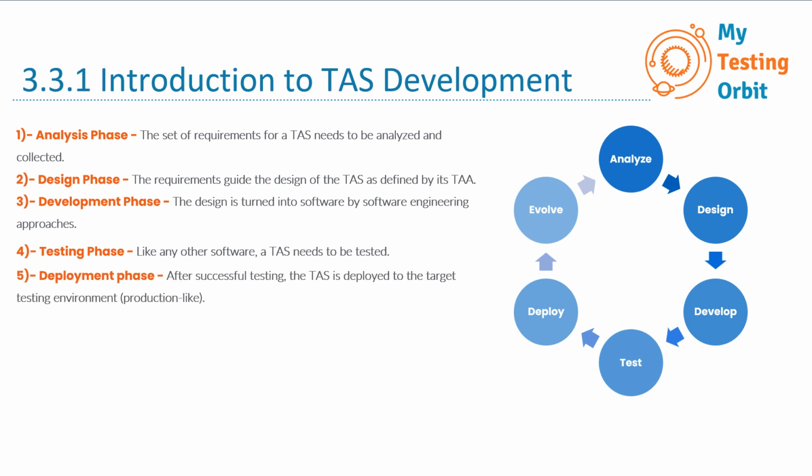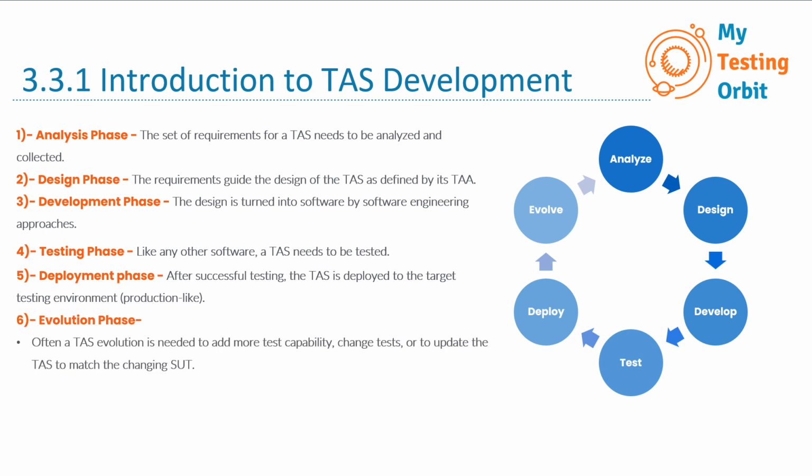Then we have deployment phase. After successful testing, the TAS is deployed to the target testing environment, which is production-like. So once the TAS is tested and ready, it is deployed for use in the targeted testing environment. It's very important to ensure that the TAS functions correctly in an environment that closely resembles the production environment before deploying it to the final destination.